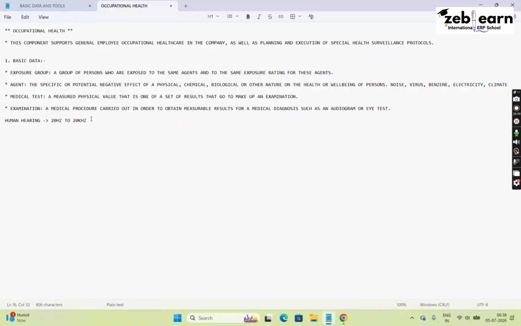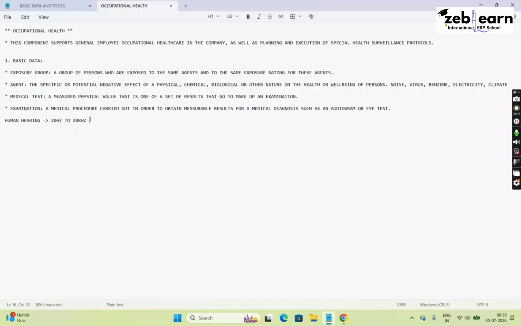So hearing will be affected depending on age, the type of work they are doing, and in cities. We are living in cities, exposed from morning to evening to high noise levels, especially traffic. If you go and check your hearing capability, I'm sure it will not be in this range. It will be somewhat different. So in a company where the employees are exposed to high levels of noise, they send those employees for an audiogram test.